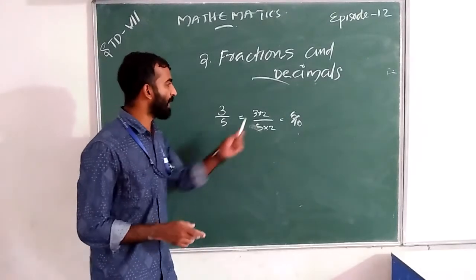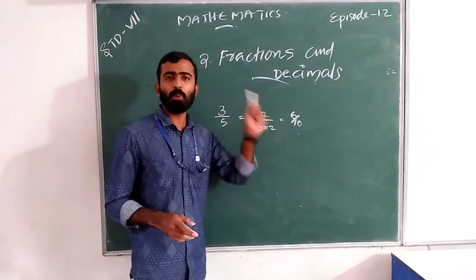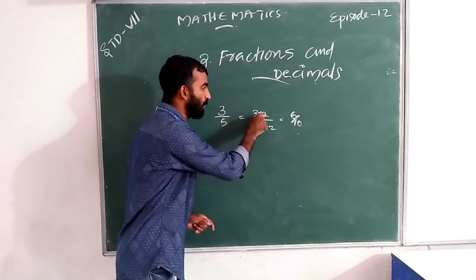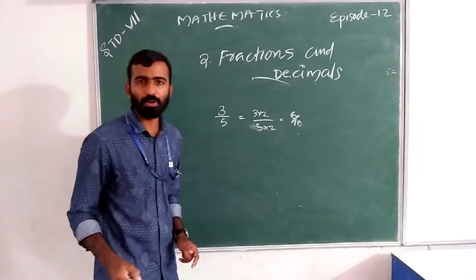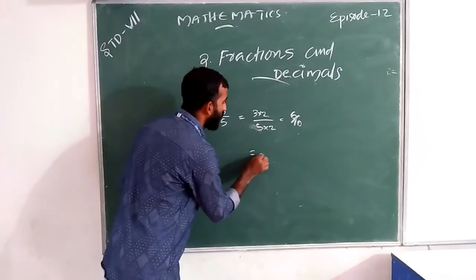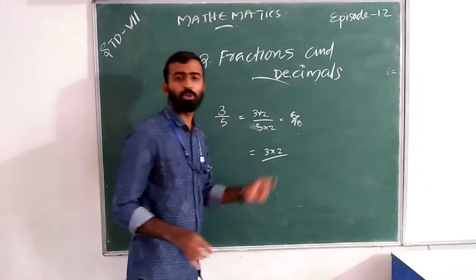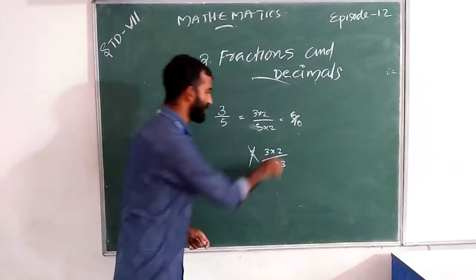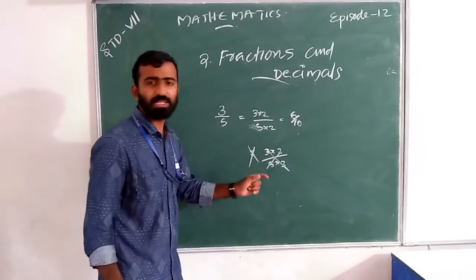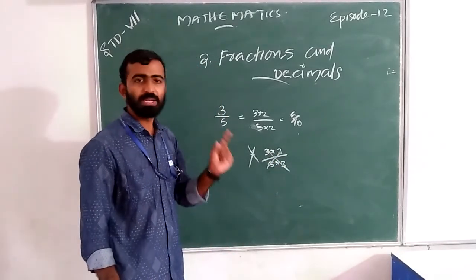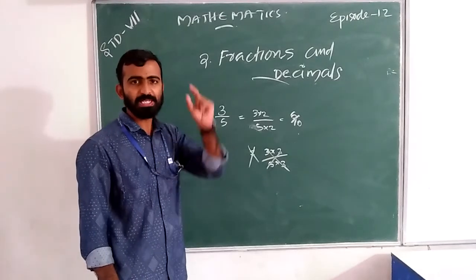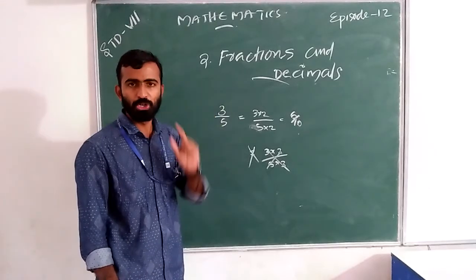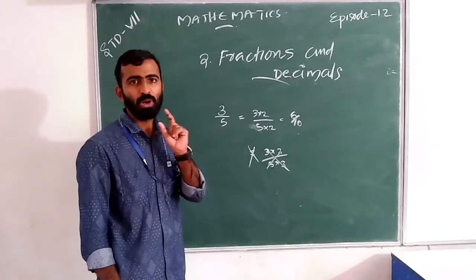But one condition: when we multiply a number in the numerator, you must multiply that same number in the denominator. I multiplied 2 in the numerator, then also multiplied 2 in the denominator. Please don't do like this: 3 into 2 and 5 into 3. This is not equal. This is wrong. So when we take an integer or number, we follow the same process in the numerator and denominator. You must follow it like that.